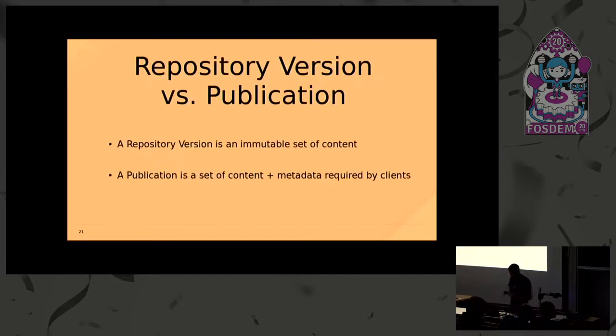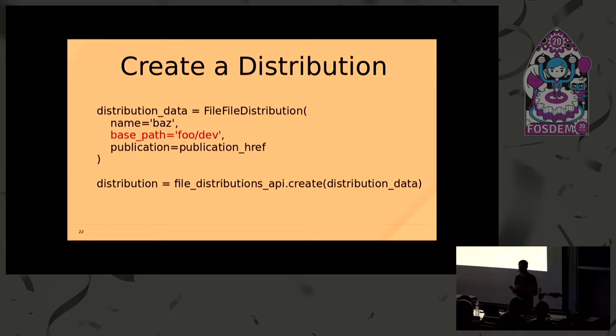And let's talk about the difference between publications and repository versions. Some content types don't have any additional metadata that needs to be created. And in those cases, a repository version is all that is necessary. In the case of the file repository, we do generate a metadata file, the Pulp manifest, at publication time. So the difference is the publication contains the content plus the metadata. And so once we have this publication, we can make it available to the clients by creating a file distribution. The file distribution takes a parameter called base path, and this is the path where this publication will be available to your clients.